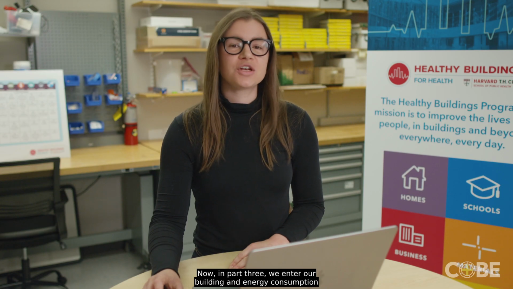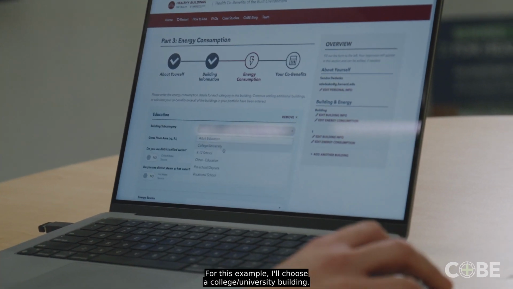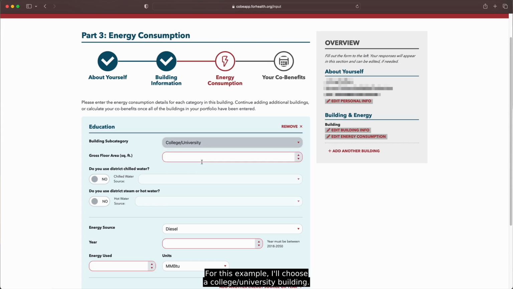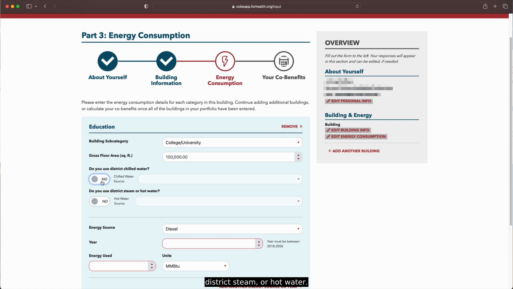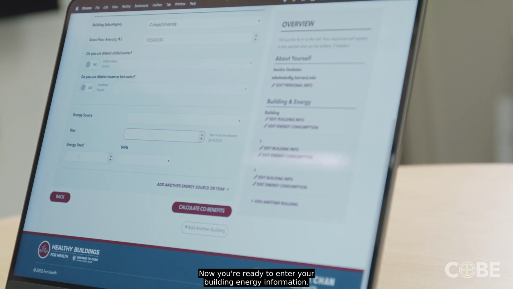Now in Part 3, we enter our building and energy consumption information. Start with your building subcategory. For this example, I'll choose a college/university building. Enter your gross floor area, whether your building uses district chilled water, district steam, or hot water. Now you're ready to enter your building energy information.